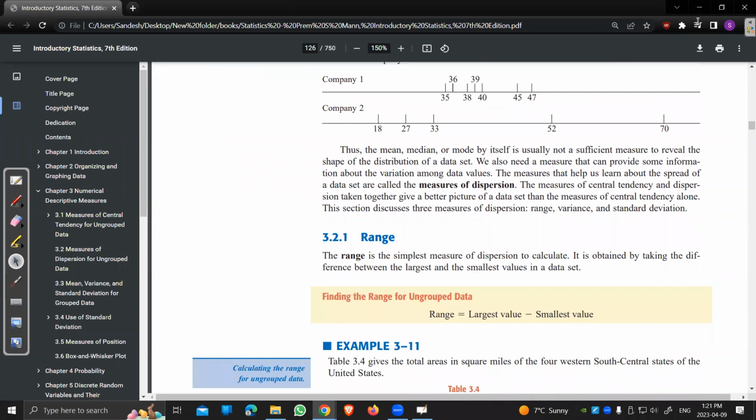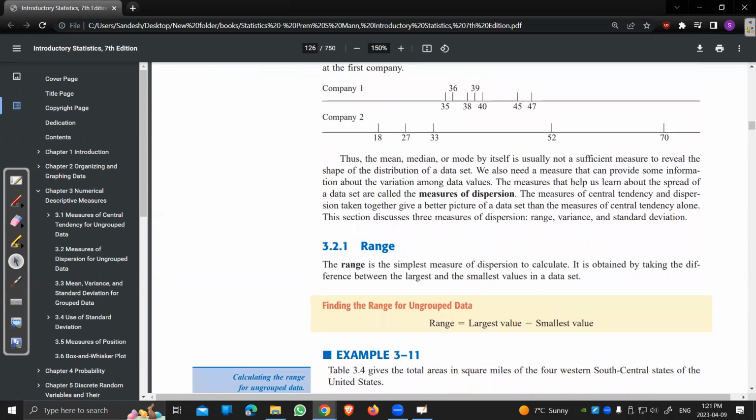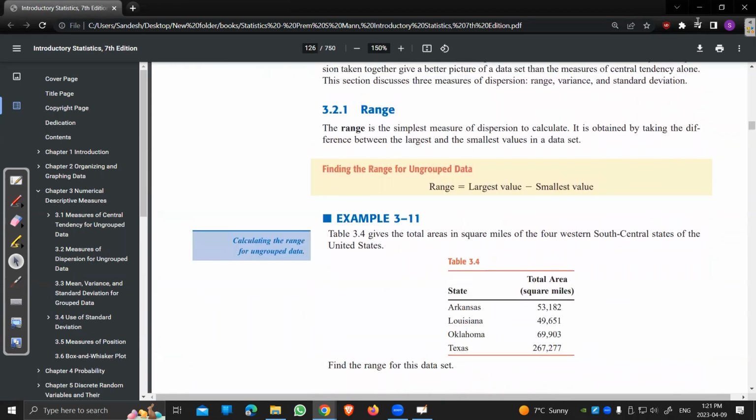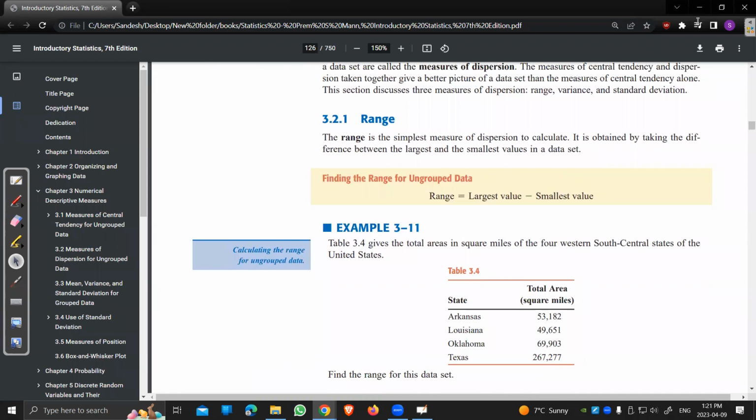Let's look at the next thing. It's called range. Very simple. Range means the biggest number minus the smallest number. Here they've given us a bunch of numbers. The range is going to be 267,000 minus 49,000. That's it. Largest minus smallest.